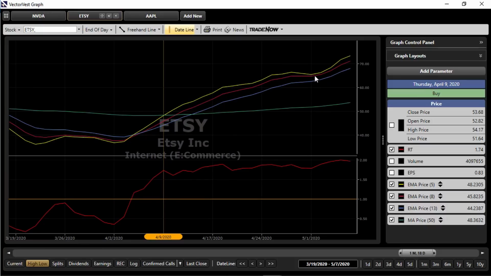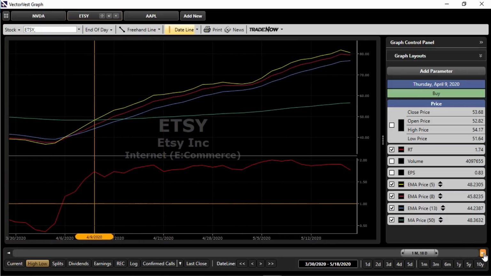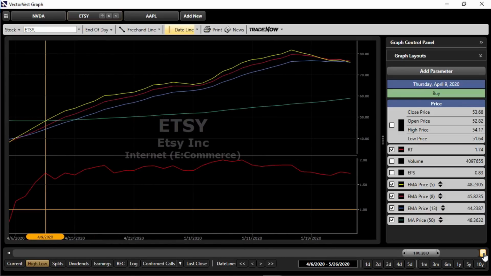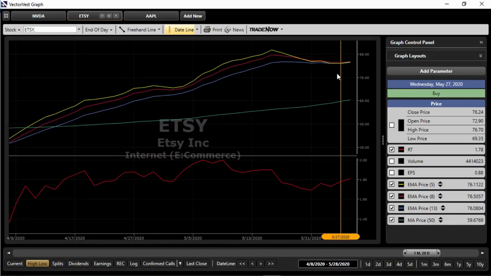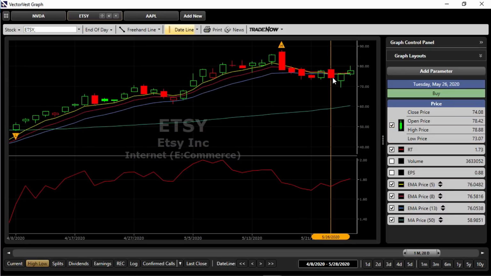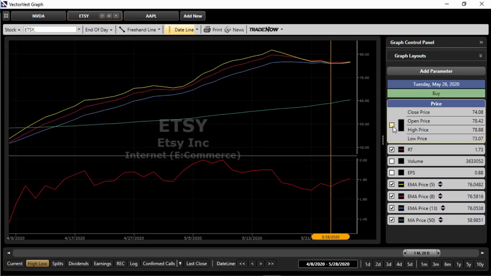We had a little close of the gap there between the 5 and the 8, but no true crossover. Looks like we're almost about to get the signal here, and I think right here on May 26th, we had the 5 crossing below the 8 and the 13. So that's our sell signal at about $74 and change. Now, price is still above. I'll put price on. You could see it. Price closed below both of those moving averages, but again, the 5 closed below both the 8 and the 13. We exit near the close of that day when we see that happening. I'm going to take off price.